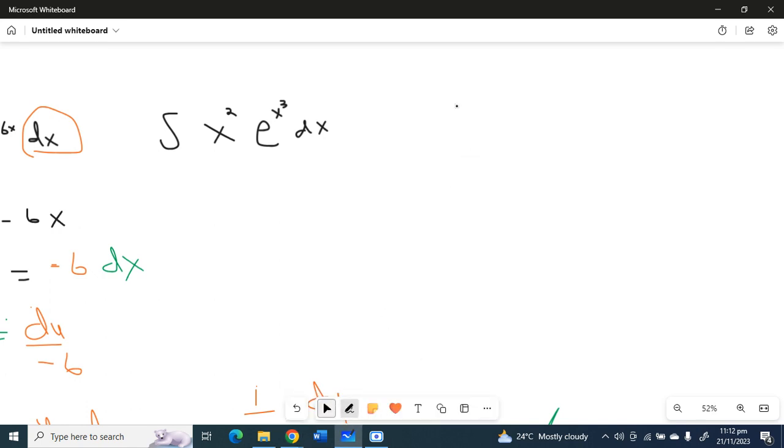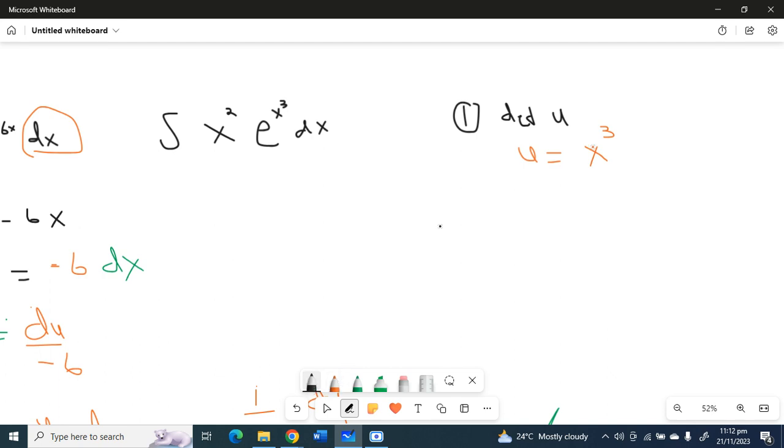So in this case here, go through the steps again. Step 1, we need to determine u. As I told you, u is always the exponent of e. So in this case, with that knowledge that u is always the exponent of e, we say u equals x cubed, x to the power 3.